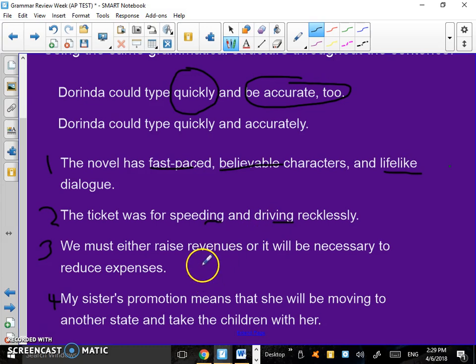Okay, the next one, "We must either raise revenues or it will be necessary to reduce expenses." The idea here is that we're raising revenues, and that is a verb followed by a noun. So the verb is telling us what we're doing to the noun. The "or" is the conjunction separating it. And then we have all this fluff, "it will be necessary to." You don't need that. So it should be crossed out. So the sentence should actually read, "We must either raise revenues or reduce expenses."